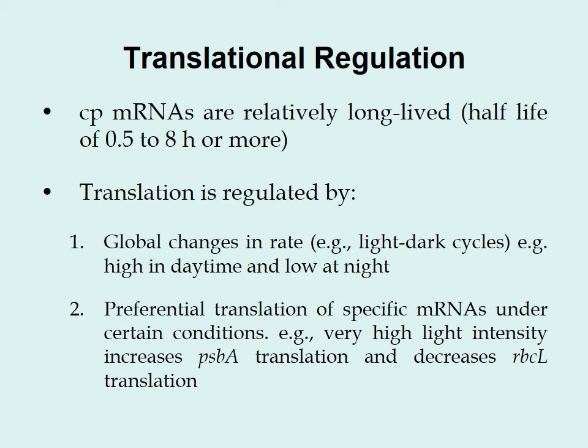The chloroplastic messenger RNA are relatively long-lived. Their half-life is 0.5 to 8 hours or even more than that. So the translation is regulated in the chloroplast by global changes in the rate, that is the light-dark cycle, and this is high in daytime because of the availability of light and low at night time because of the absence of light.